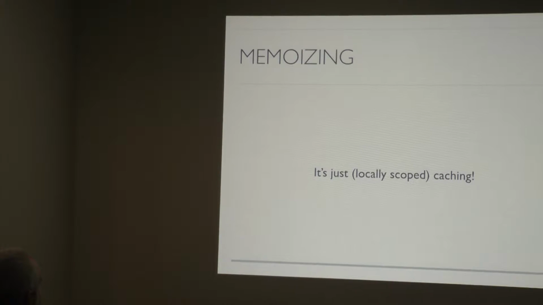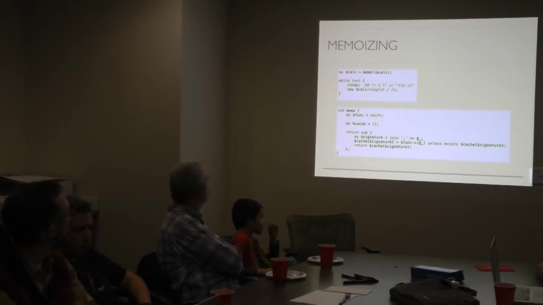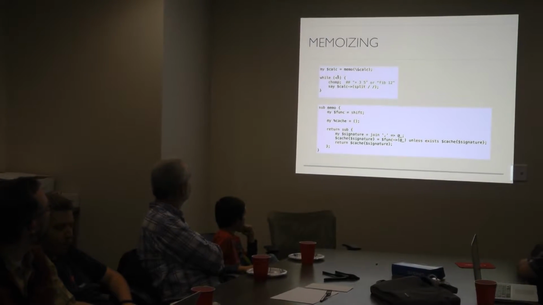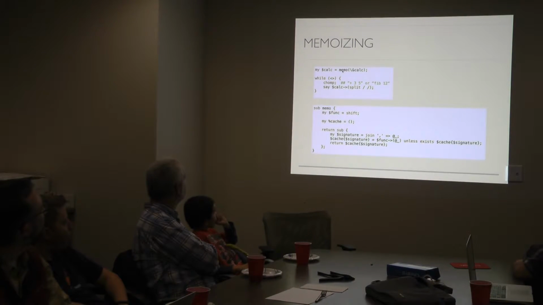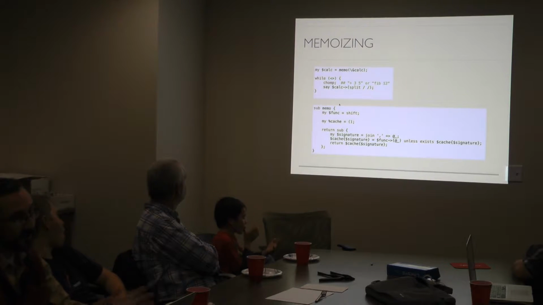which is memoizing. Memoizing is just locally scoped caching. There's nothing amazing about it except what it can give you in terms of speed. So we're going to memoize our function here. This hasn't changed, except that the first thing we do is we take our original calc function and we pass it to memo, which returns a reference to a subroutine. And that's what we're going to invoke instead of the original calc. The original calc is unchanged. I haven't changed anything.